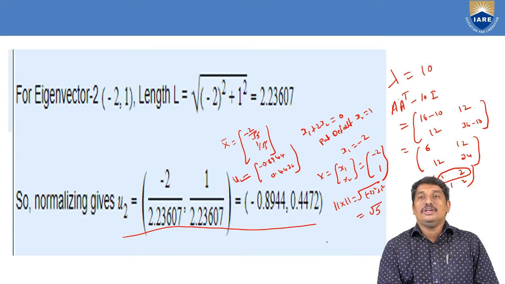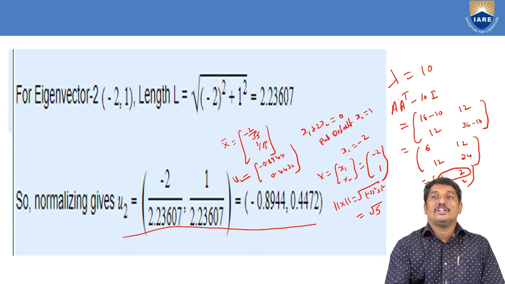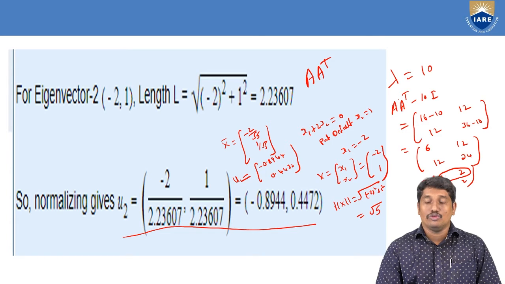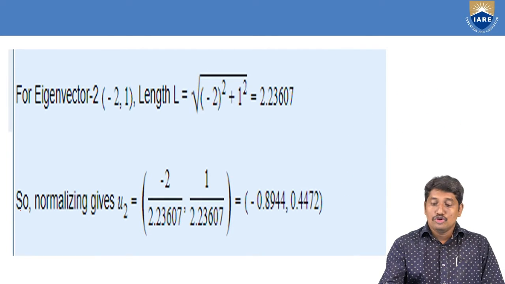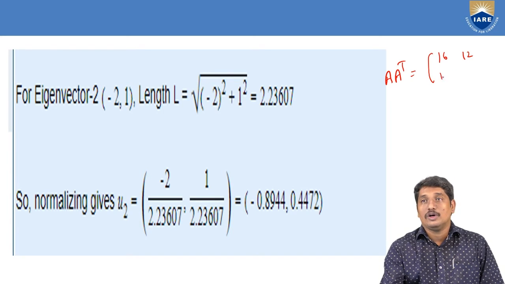In this way, we can calculate the eigenvalues and eigenvectors for the matrix A into A transpose. Now I am summarizing what we have done so far. First we have calculated A into A transpose, which is 16, 12, 12, 34. Then we calculated eigenvalues for it, that is 10, 40.